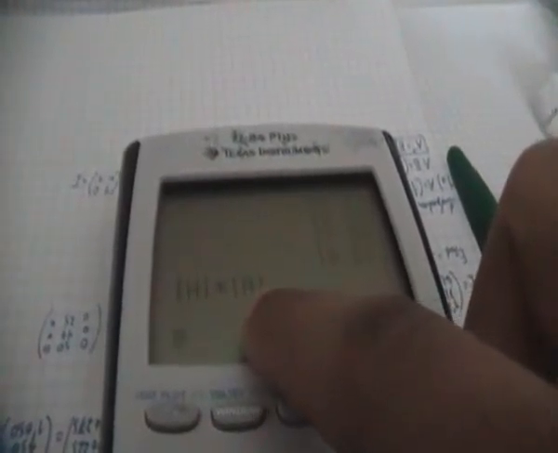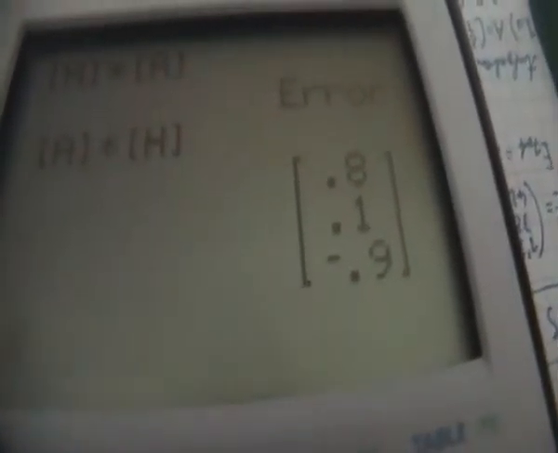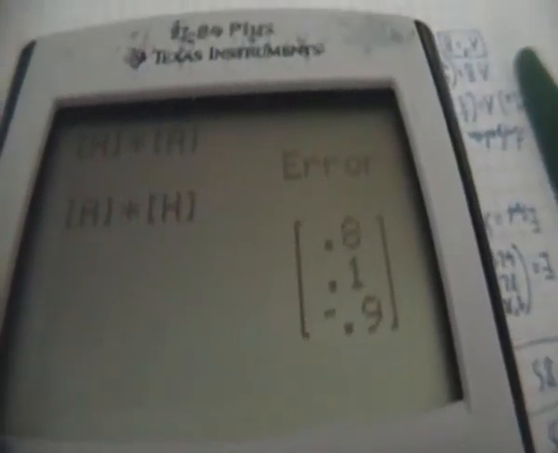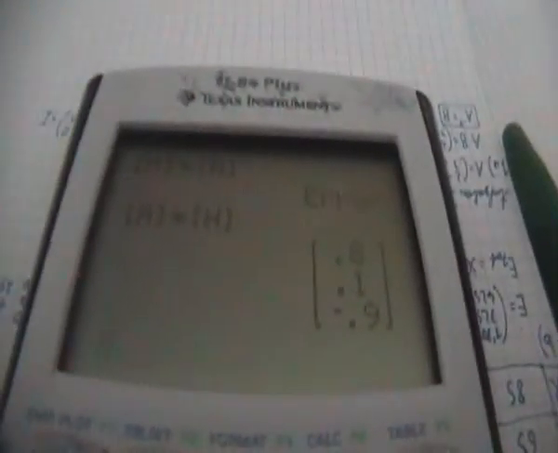So if I take at first this one, I multiply it by 3. Then it can't work, because the dimension isn't the same, because here you have only 1 and here 3. But if you do the opposite, it will work. So the matrix A multiplied with the matrix H works, and you get 0.8, 0.1, minus 0.9.